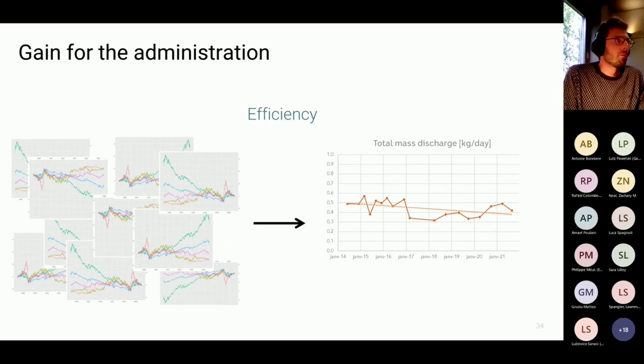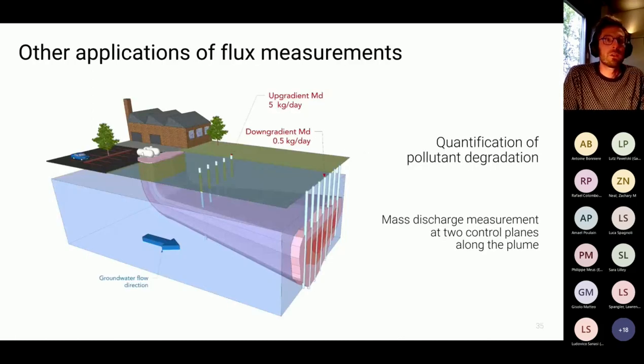So this was an application for a polluted site. We can also provide other data. For example, another application of flux measurement is the quantification of pollutant degradation. If you look only at the concentration down gradient of a plume, you can have the concentration decreasing. But this is not always a sign of degradation. It can be only dilution, and so the total mass discharge will be the same, actually.